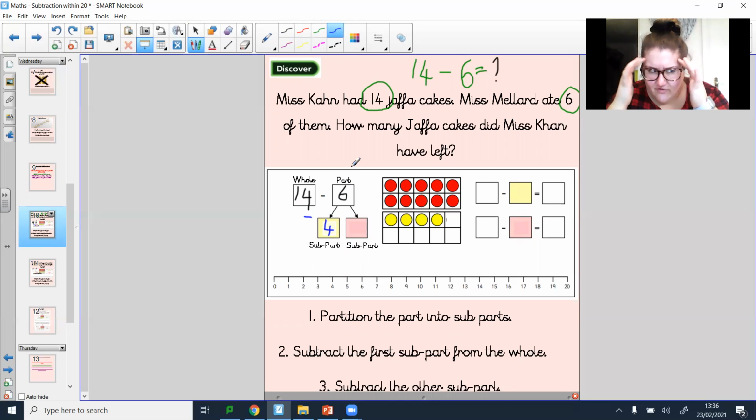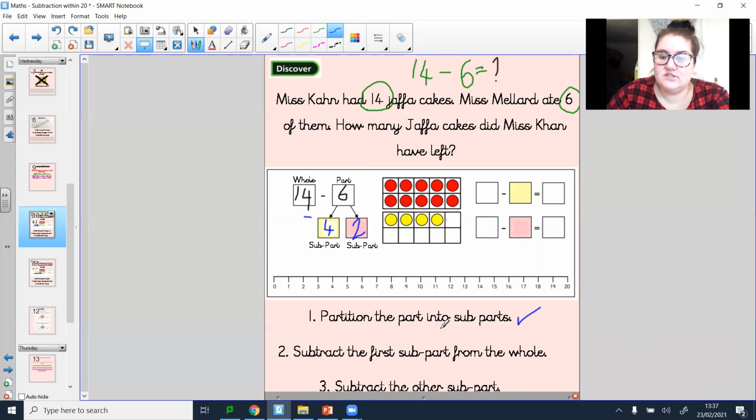4, 4, 4, 4, 4, 4, 4. And I'm going to stop when I get to 6 and see how many more fingers I needed to add. Ready? 4, 5, 6. So I've stopped. And how many more did I need? Well done if you said 2, 4 and 2. Okay, so have I done step 1? Yes, I have.